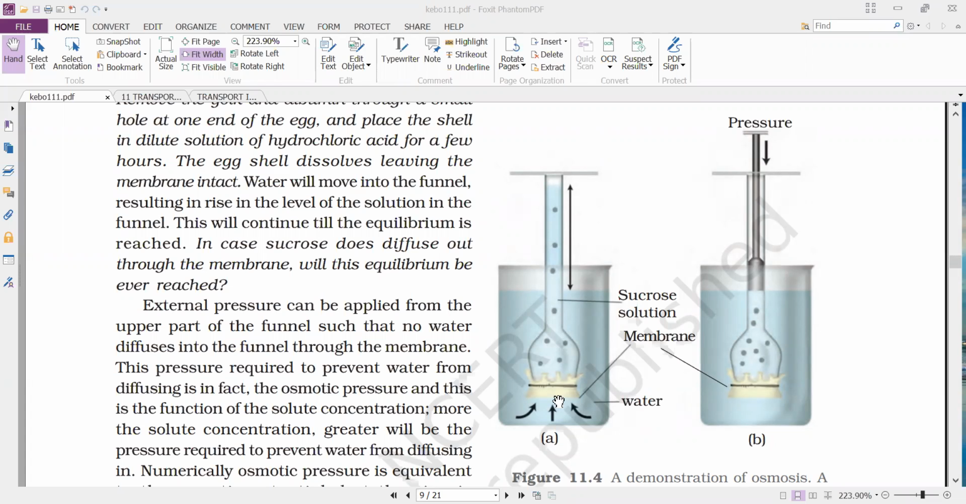As there is no movement of sugar molecules across the membrane, and only water molecules are allowed, equilibrium is never attained. Continuously the water will enter, but as the sugar molecules are not entering from the thistle funnel into the beaker, there is no change in the concentration of the water present in the beaker.